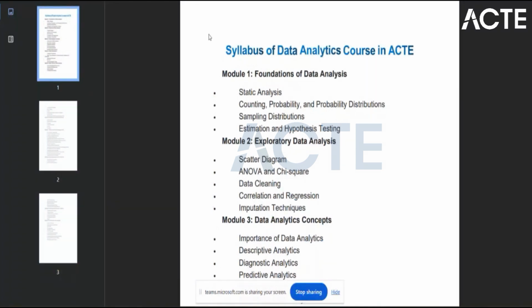In the first module, I'm going to teach you what data analysis is all about, how to read the data, what the data attributes are, and what probability is. All these things will be covered in the foundation of data analysis, correct? And next comes exploratory data analysis. Anybody know what EDA, exploratory data analysis, is?